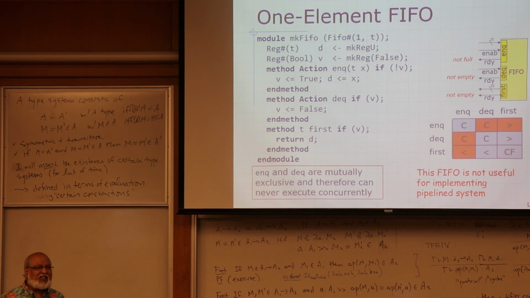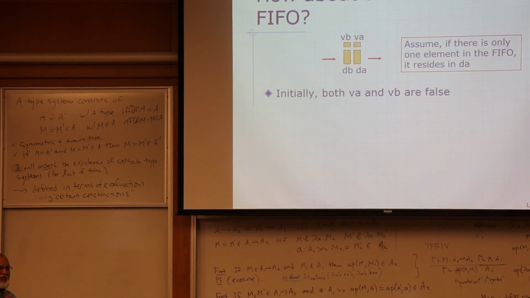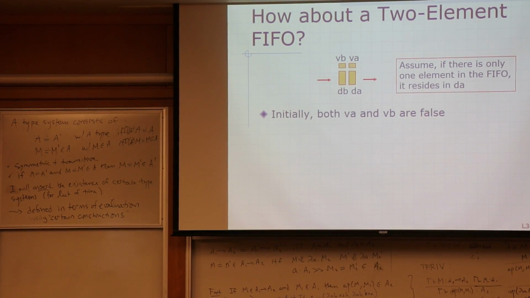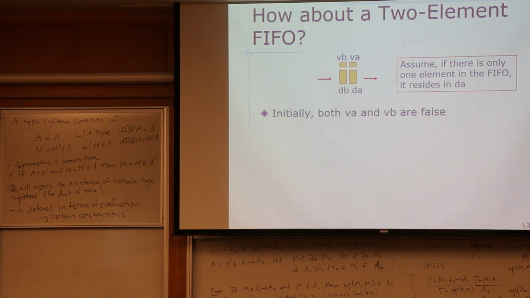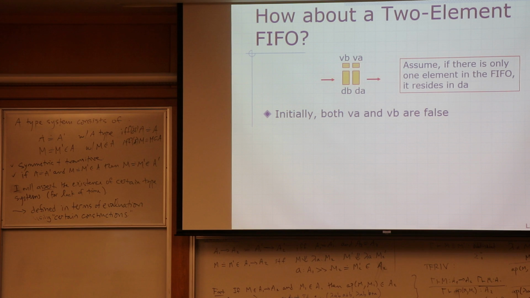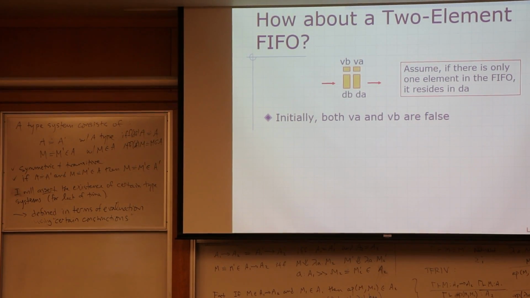And somebody says, man, you were cheap. What is this 1-element FIFO? You should at least have 2 elements in your FIFO. All right. Okay, so let's have a 2-element FIFO. And what we'll say is that in the canonical representation, if there is only 1 element in the FIFO, it'll sit in DA. All right, it'll sit in the right-hand side one. This is just an arbitrary choice.